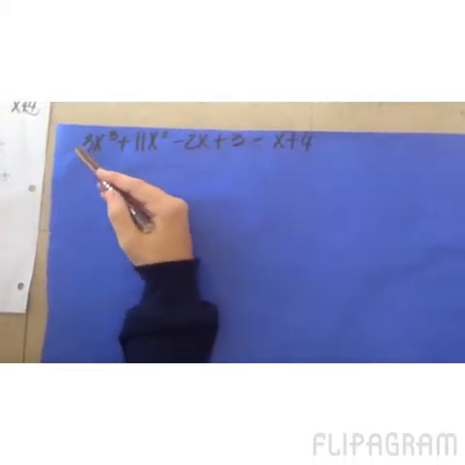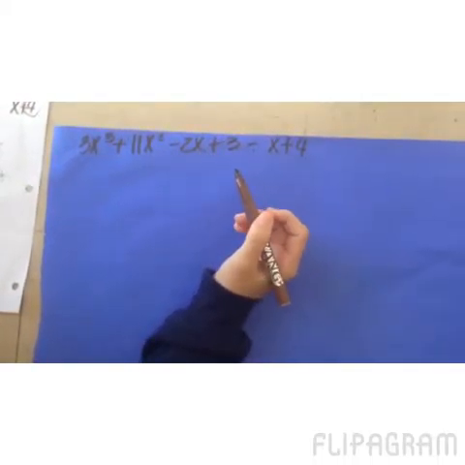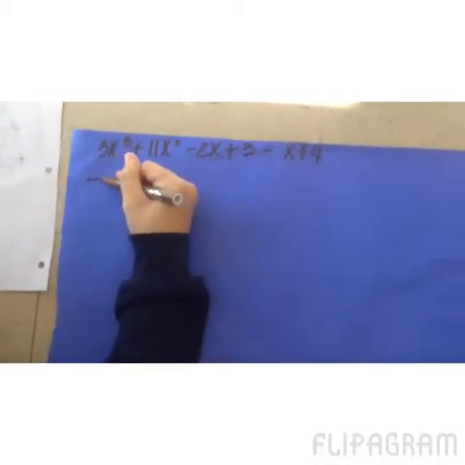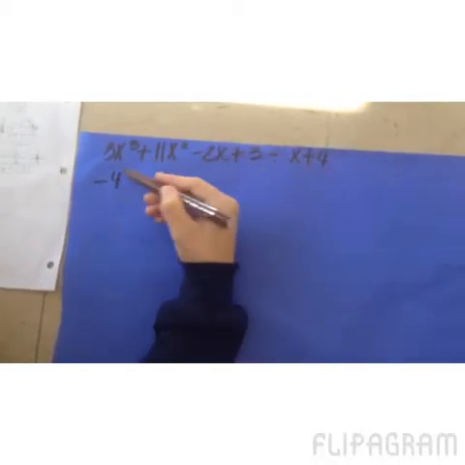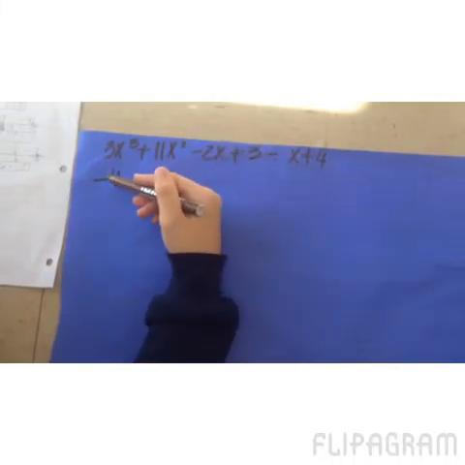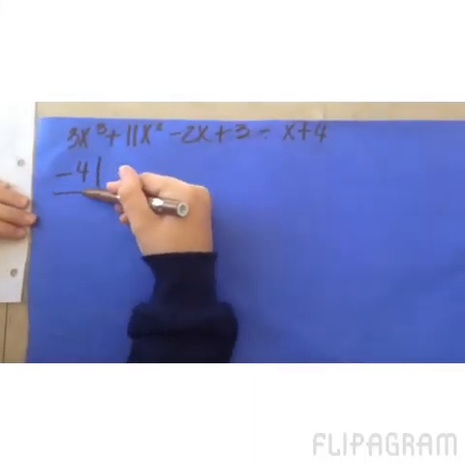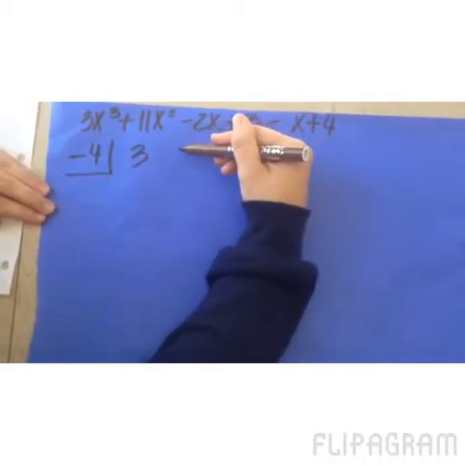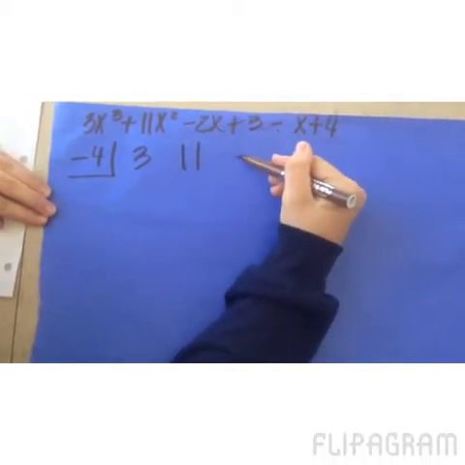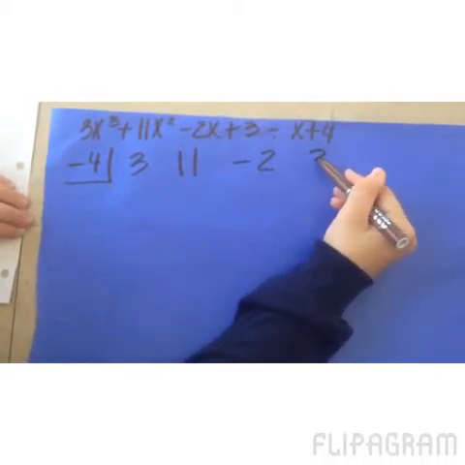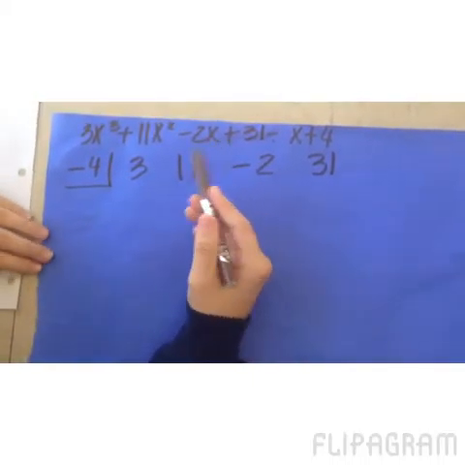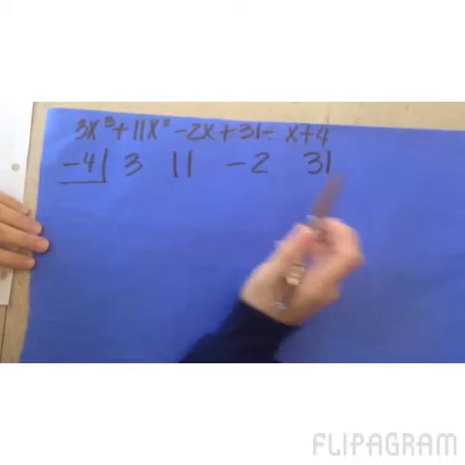Okay, we're going to do this problem in the synthetic way. To write it out, this you would have to change to a negative. Always, if it's a positive, it turns to a negative, or if it's a negative, it turns to a positive, and you put it in its little square. And then you only take the coefficients and write them out. So 3, 11, negative 2, and 31. And then you just want to make sure it's kind of spaced out a little bit.